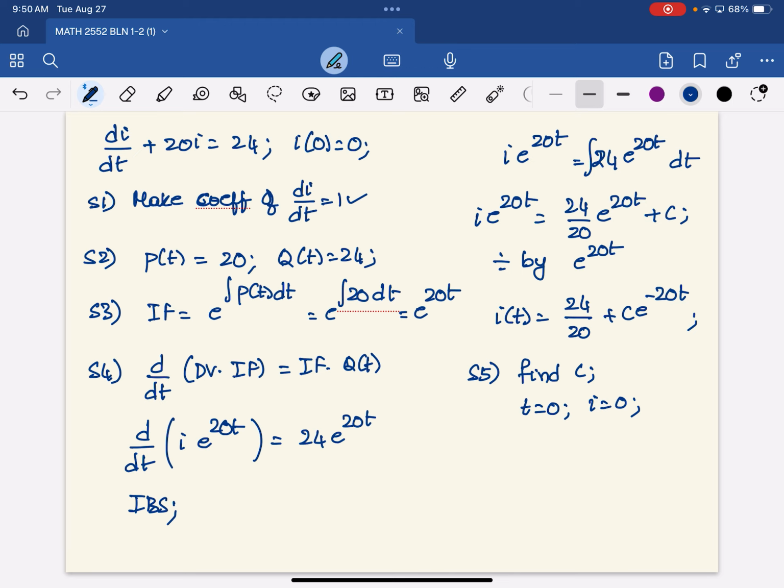So when I substitute t is 0 and I is 0, I get 0 equals 24 over 20 plus C times e to the 0. So this tells me that C is going to be negative 24 over 20.